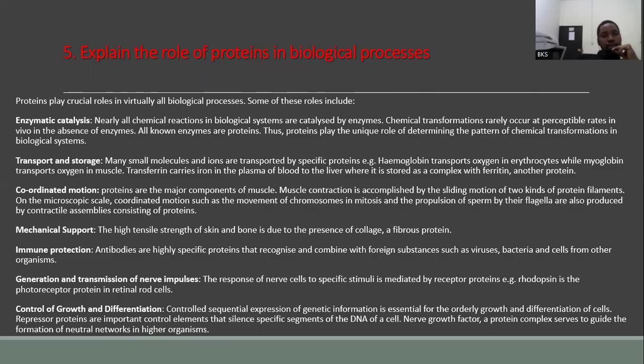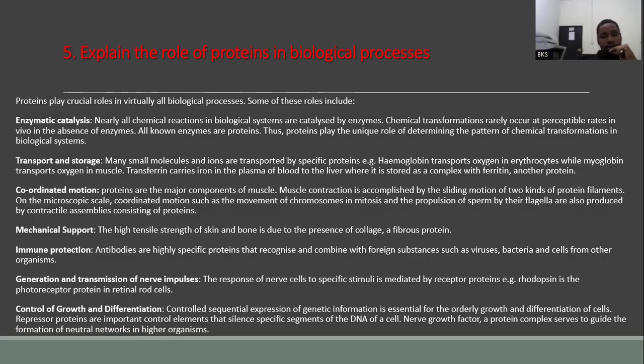That is the role of proteins in biology. A lot of them you have here also. Then catalysis, transportation, storage, coordinated movement, where we talked about actin and myosin. We talked about the cytoskeleton, microtubules. We talked about mechanical support, collagens. Immune protection, we talked about antibodies. Nerve impulses, growth and differentiation.